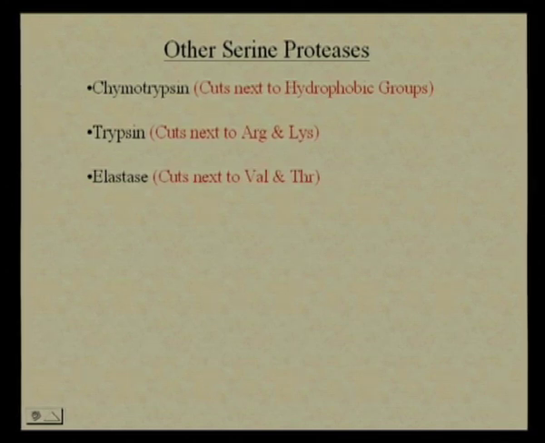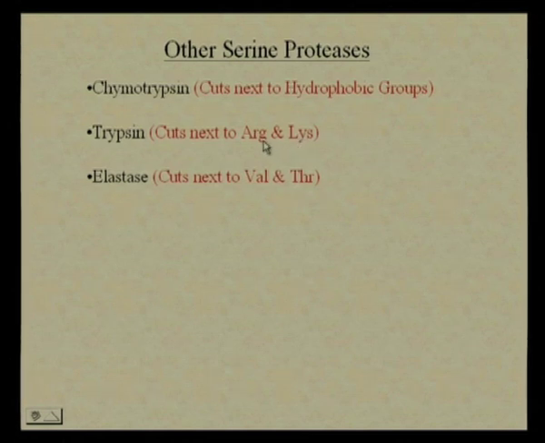Why is that? Because its active site is such that it will fit basic amino acid residues, and it has a very carefully positioned aspartic acid that is going to form an electrostatic interaction with the arginine and the lysine, so that it sits in the active site. Elastase cuts next to valine and threonine. Okay? And another thing that we have to remember for trypsin is that it will cleave arginine and lysine provided it is not followed by a proline.